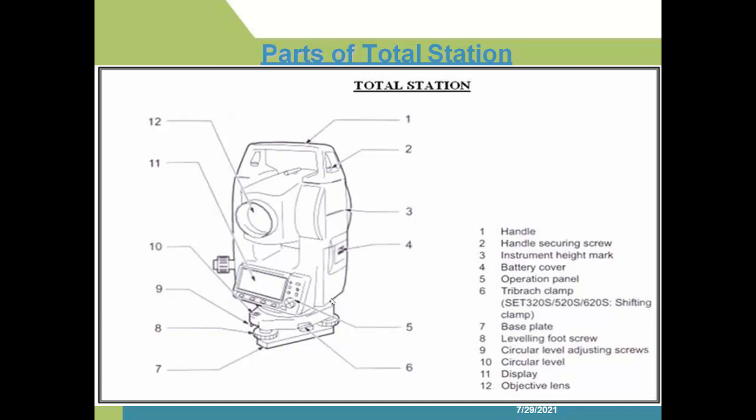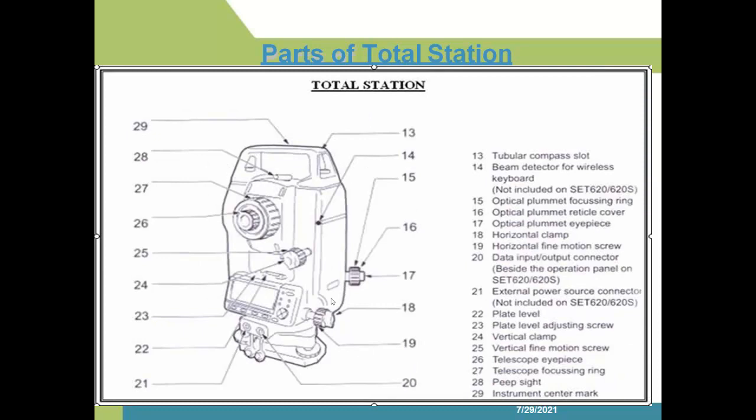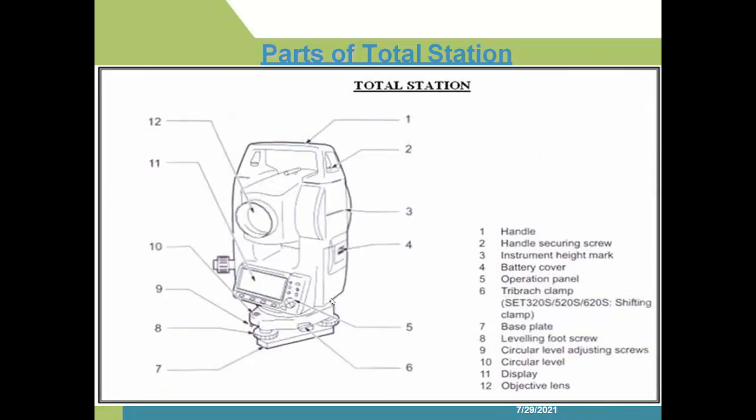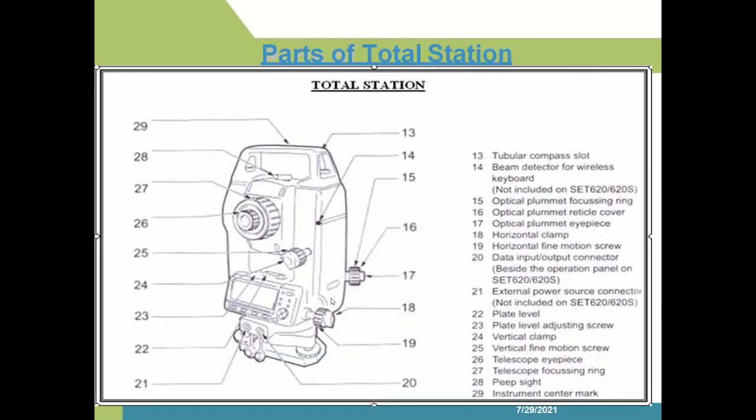Base plate, leveling foot screw. It is also similar to the theodolite. Three leveling foot screws are there. At the same time the leveling and centering representation are also similar to the theodolite, and the display and objective lens are also there. And this is the object van side, and next one is the eye van side.